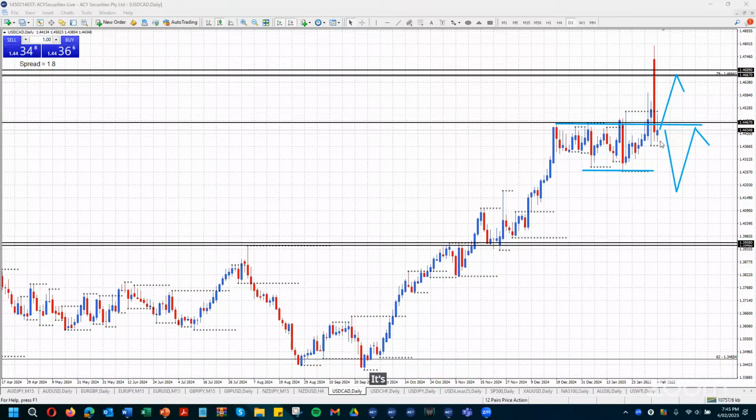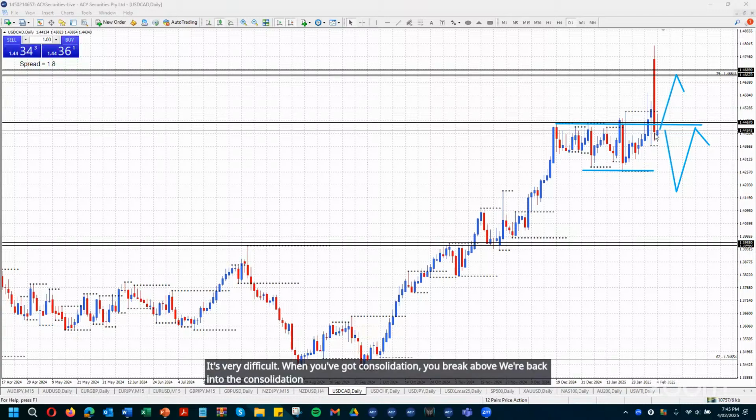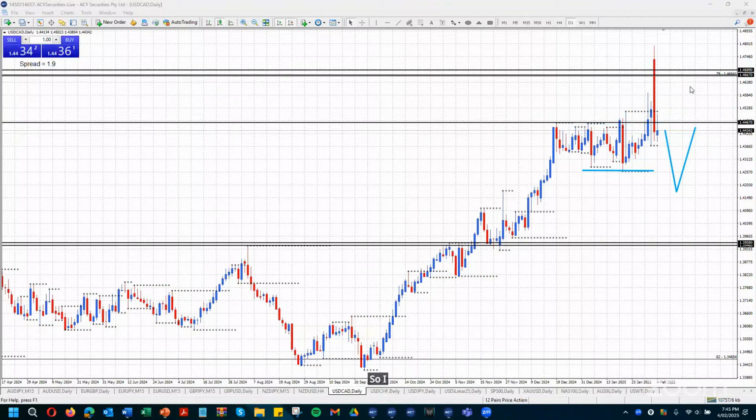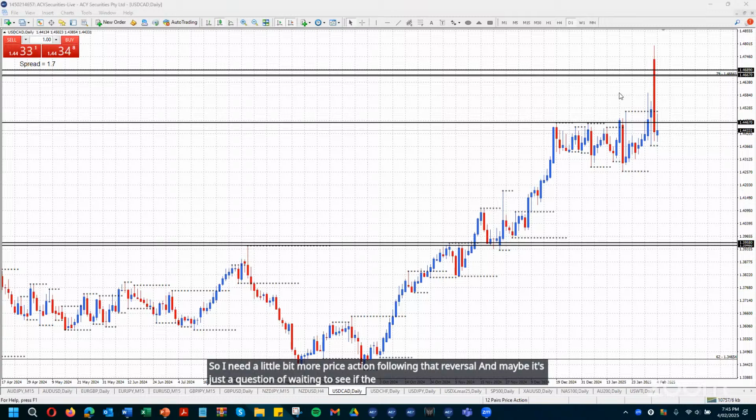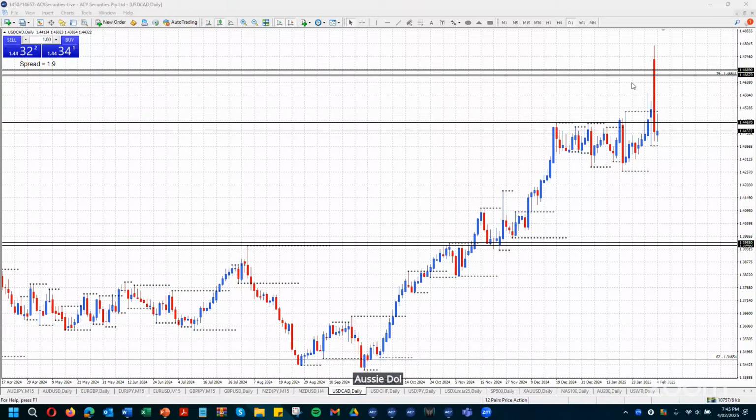It's very difficult when you've got consolidation, you break above. Well, we're back into the consolidation here to gather more buy orders to trade up. It's a little bit difficult. So I need a little bit more price action following that reversal. And maybe it's just a question of waiting to see if the reversals continue, for example, on the euro dollar to the upside, Aussie dollar, New Zealand dollar start to follow up to the upside, then this should fall to the downside. But this is, of course, all tied in as well with the fact that Canada's getting tariffs.